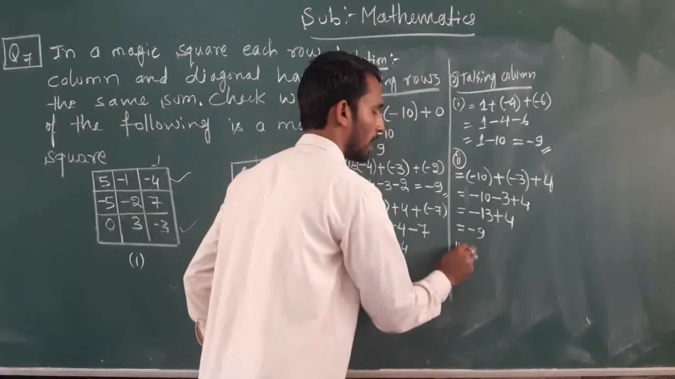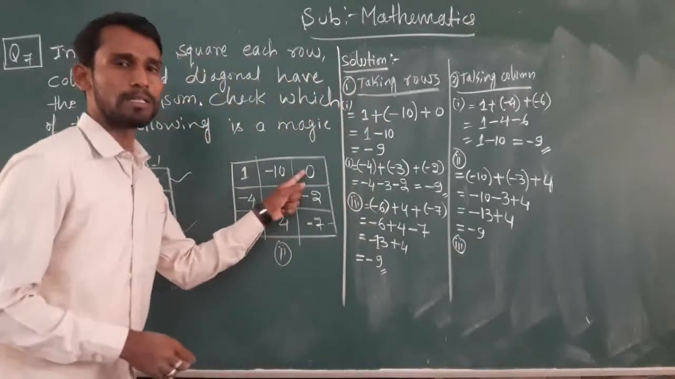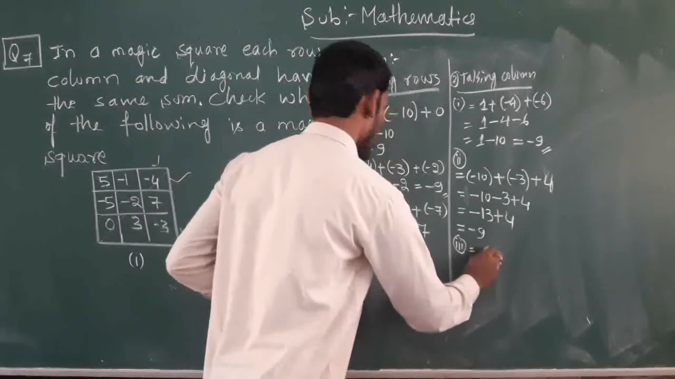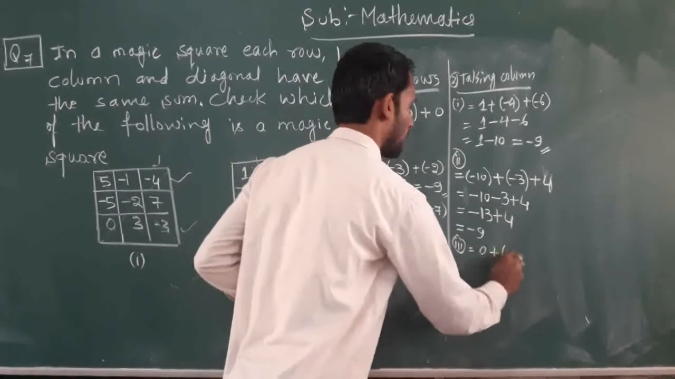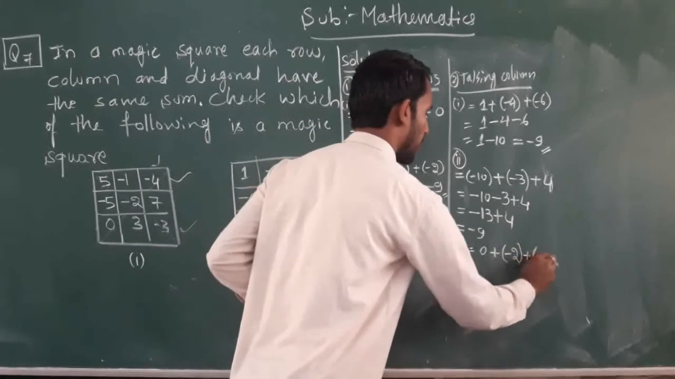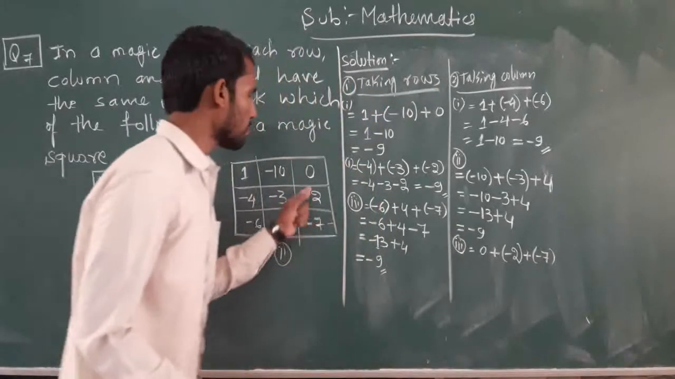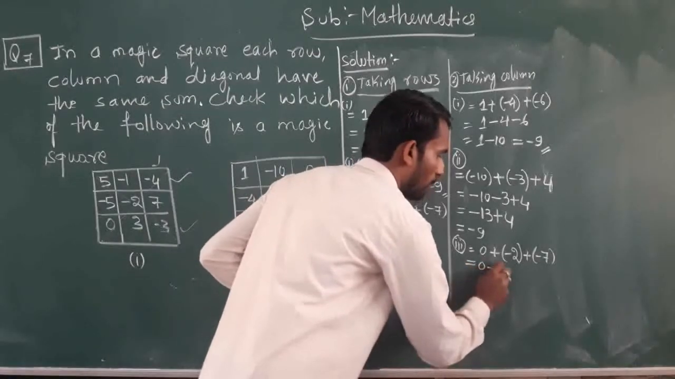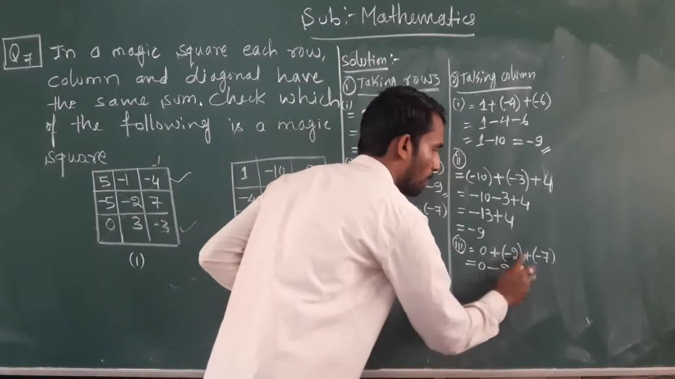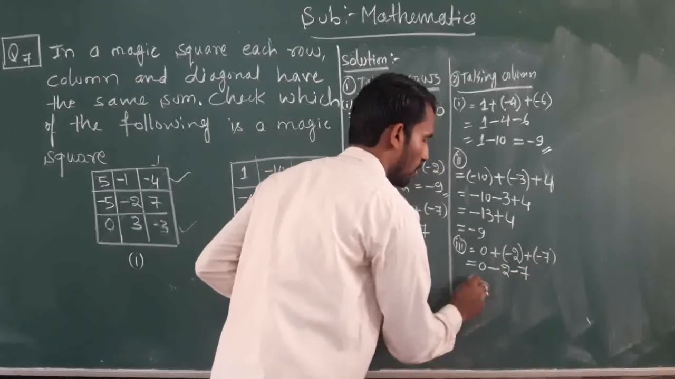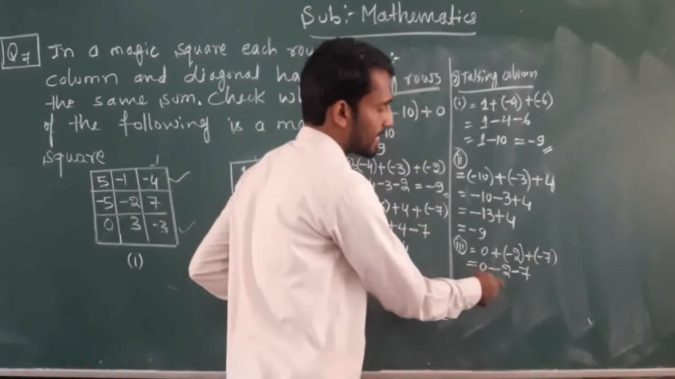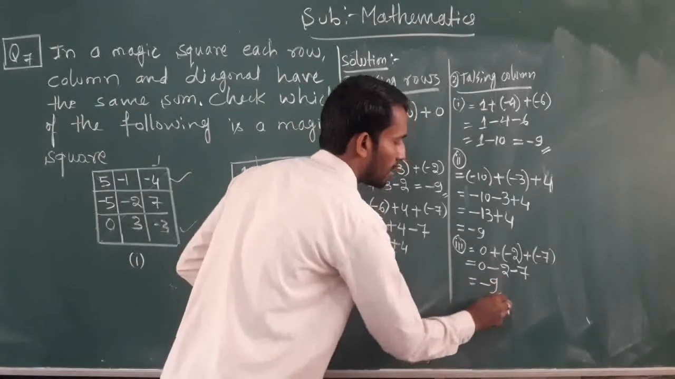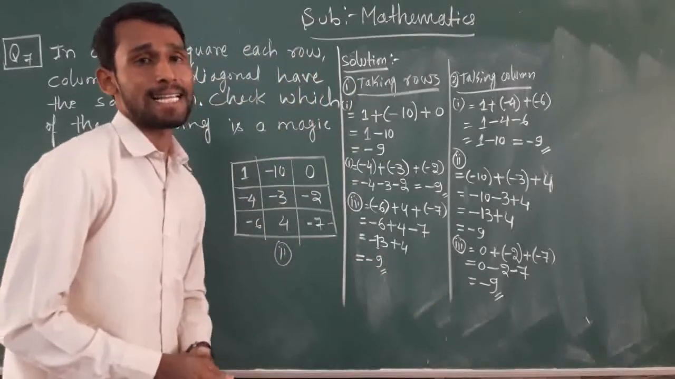Last, the third column: 0, minus 2, minus 7. 0 plus in the bracket minus 2 plus in the bracket minus 7. When we add 0 plus into minus 2 plus into minus 7, adding negative integers, again we get minus 9. This is also minus 9 as the answer.